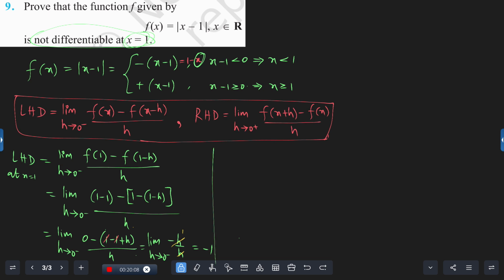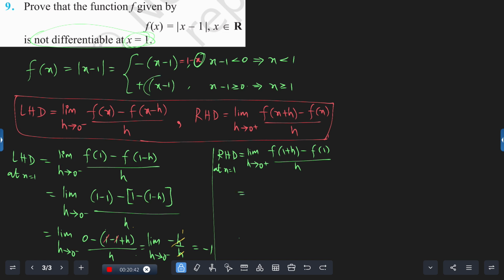Same answer I want to get for right hand derivative, then only it is differentiable. If I'm not getting the same minus 1, not differentiable, that's it. So right hand derivative is equal to limit h tends to 0 plus f of, instead of x, 1 plus h, minus f of 1, whole divided by h. This is also at x equal to 1 only we are checking.